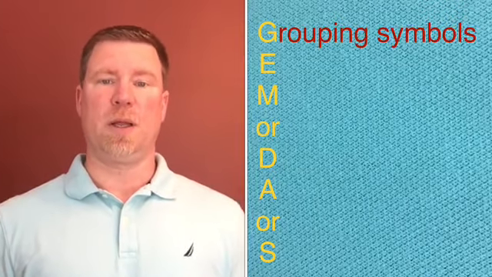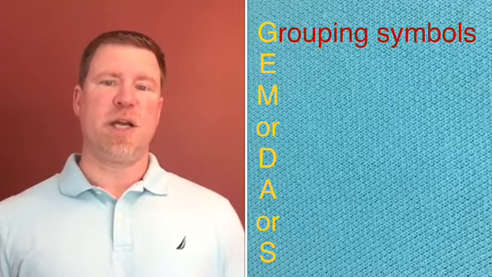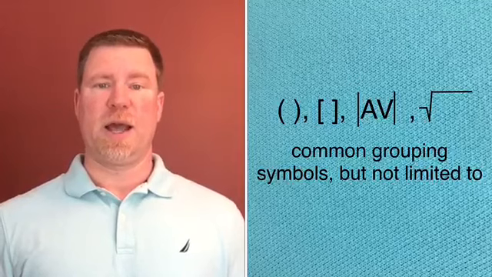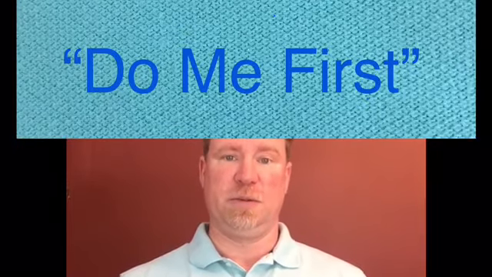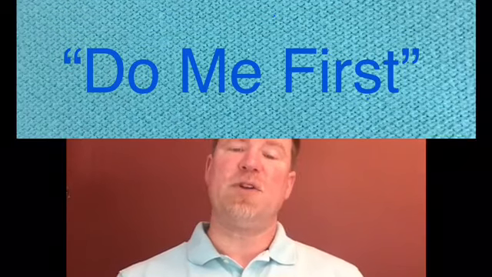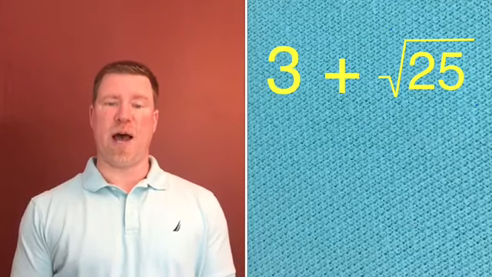The G in our new acronym stands for grouping, which just indicates to do all of the grouping symbols first, such as parentheses, brackets, absolute value, and finding the square root of a number. So if you see any of those symbols, it just means do me first. I'm going to give you some examples to show you what to do first when using the order of operations.